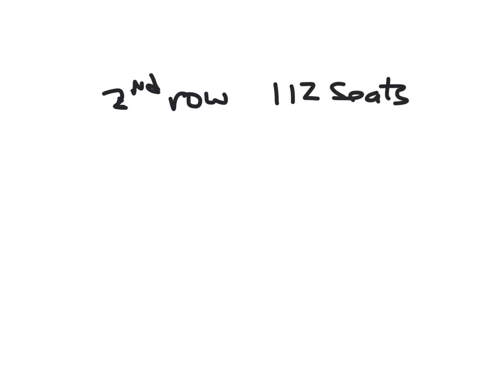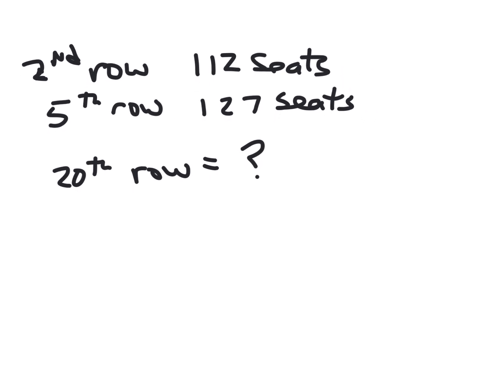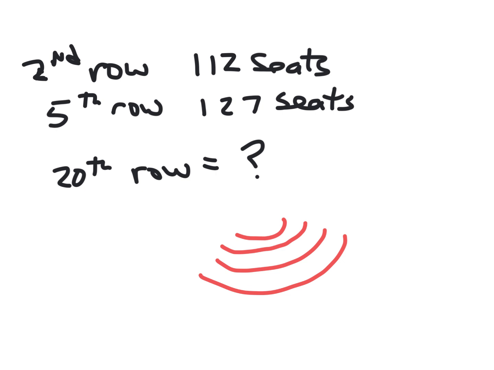The second row in the auditorium has 112 seats. The fifth row has 127 seats. What does the 20th row have? I can't stress enough. Draw yourself a little stadium. It helps you to keep organized.